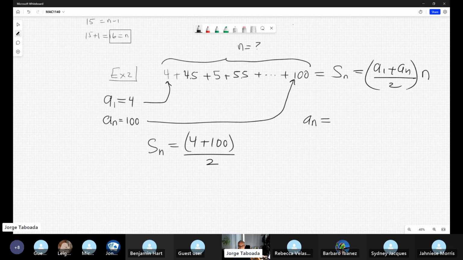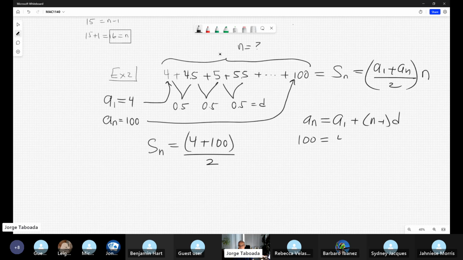A sub n is equal to A1 plus N minus 1 multiplied by D. The first thing you should do is determine D, because D is the constant, the common difference. Subtracting 4.5 minus 4 is 0.5, 5 minus 4.5 is 0.5, 5.5 minus 5 is 0.5. D is 0.5. Then A sub M is 100, A1 is 4, and N minus 1 multiplied by 0.5. So for M, 100 minus 4 divided by 0.5, which is the same as multiplying by 2, is equal to M minus 1.